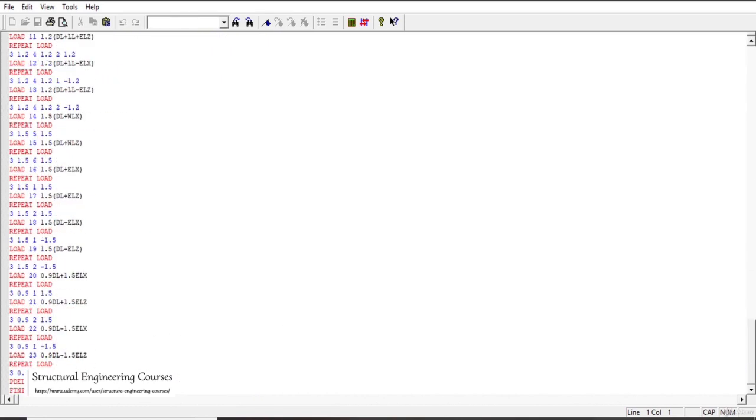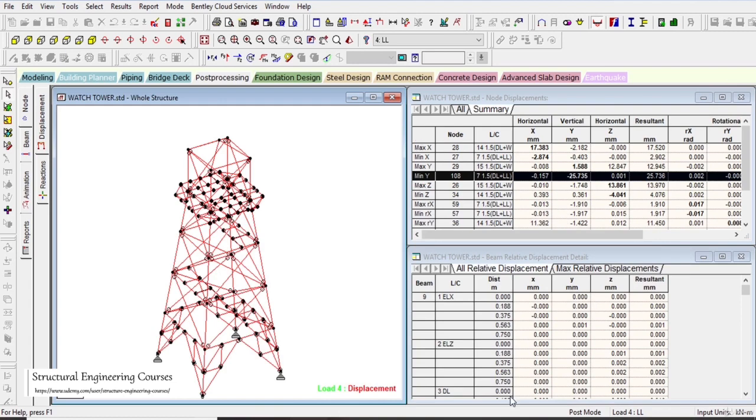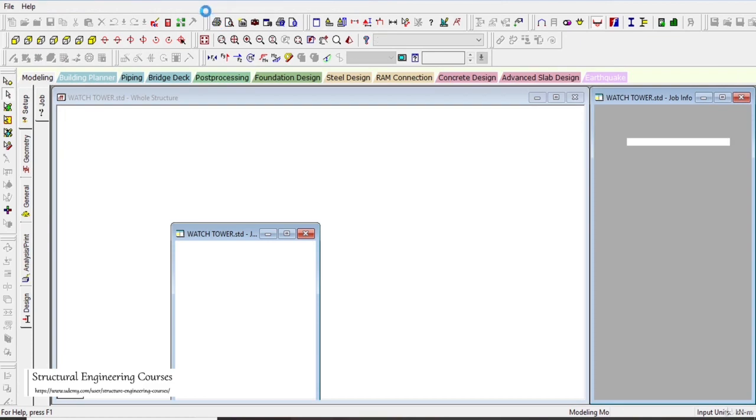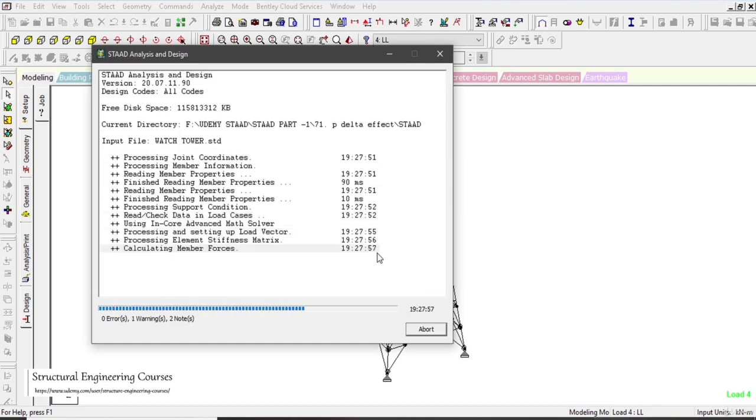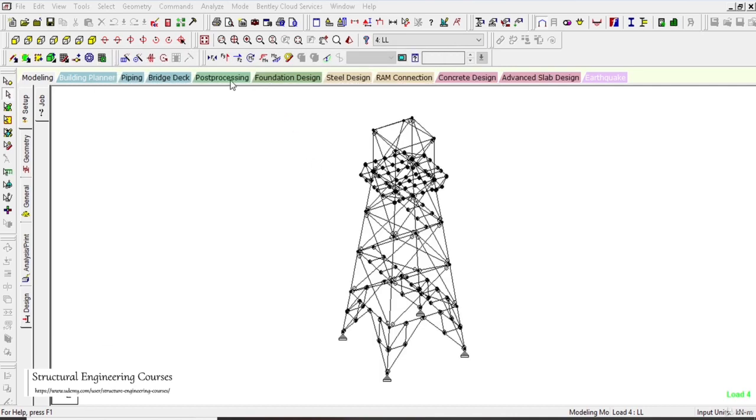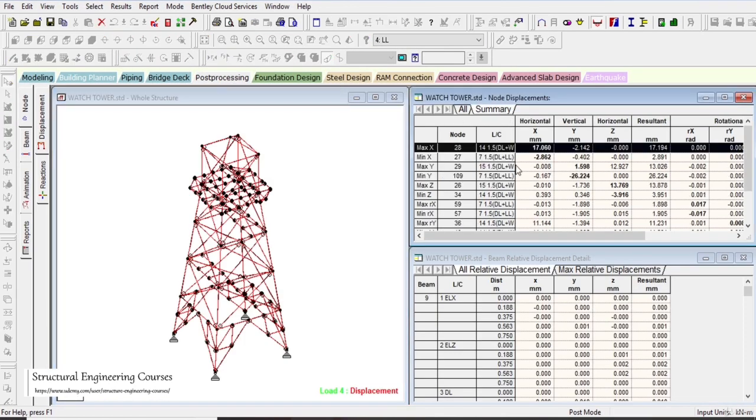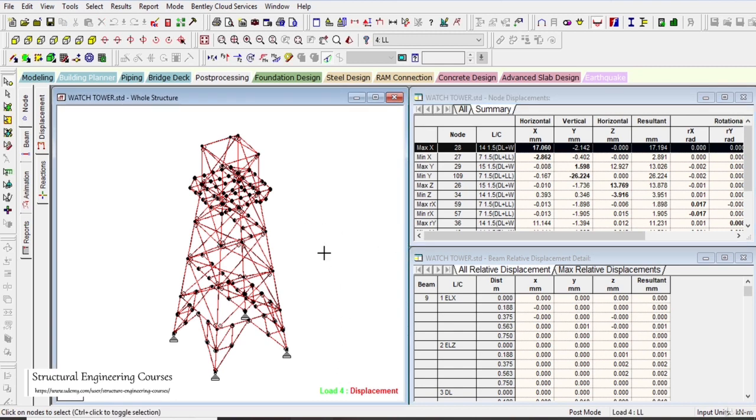So we can go to this, add it as a comment, and then perform analysis. Go to the post processing mode. Here we can see that initially it was 17.383, but now it is 17.06, and the other was somewhat higher as compared to this 13.769 value. This is a simple comparison of how the displacements do get added.